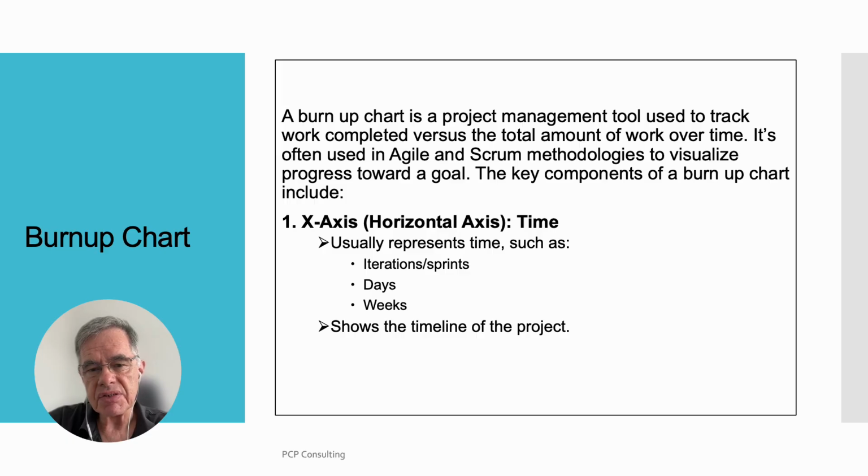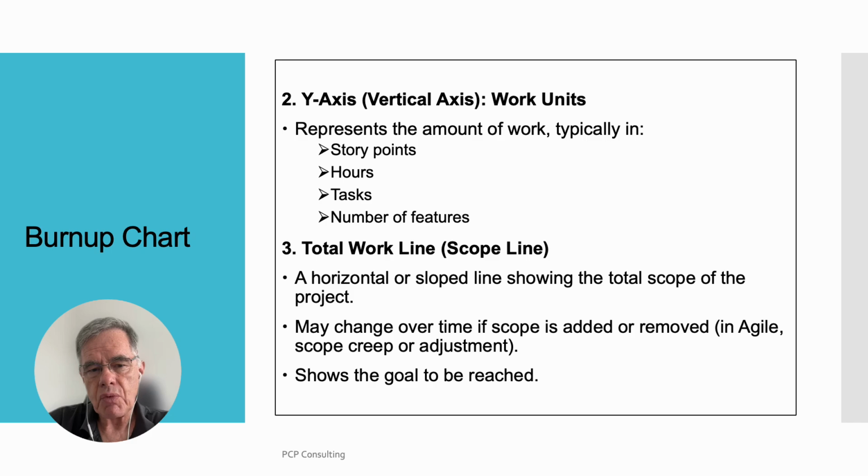The key components of a burn-up chart include the x-axis, horizontal axis, which is time. Usually represents time such as iterations, sprints, days, weeks, shows the timeline of the project. Y-axis, vertical axis, work units, represents the amount of work typically in story points, hours, tasks, number of features.